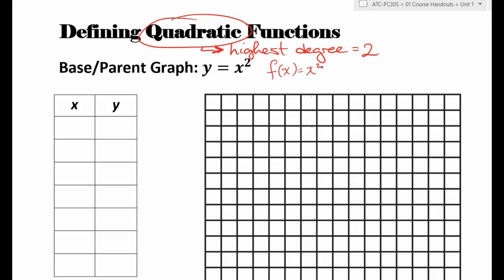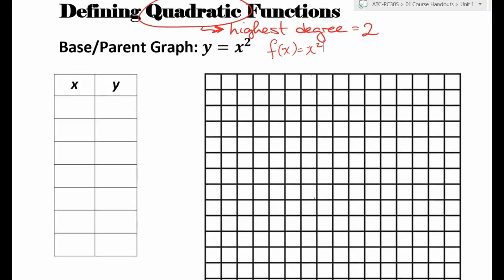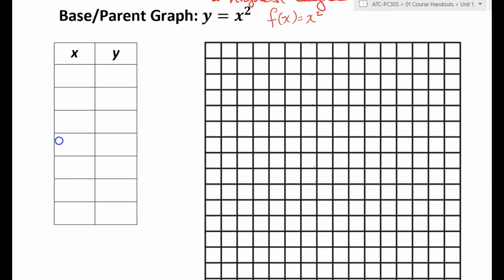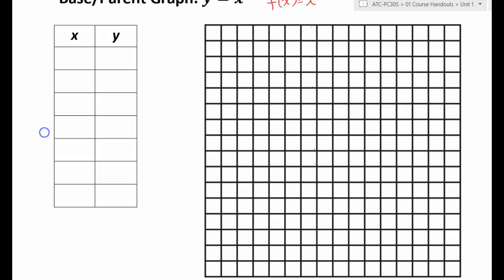So we're going to start by defining what that is. We're going to use our terminology to describe that graph, and then you can use this whole page as a reference when you go to talk about any other quadratic functions. So what I'd like you to do to start is fill in this sheet, but we're going to start at -3 and go to +3.